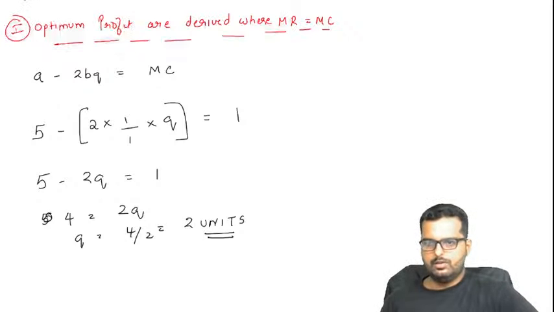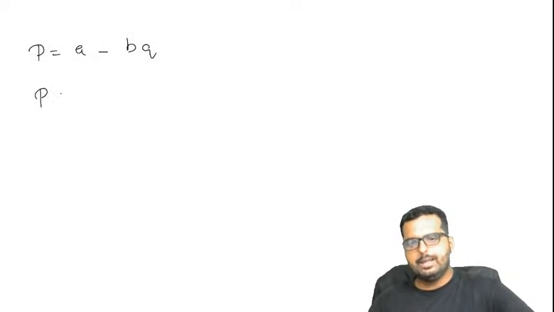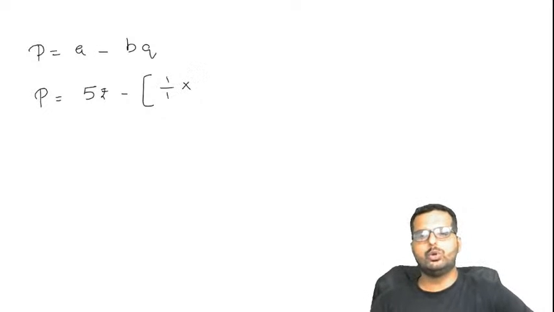Alright friends, I believe you are clear with this part. Now I go to the second equation. The second equation we learned is P is equal to A minus BQ. Am I right? P will be equal to A, which is 5 rupees, minus B, which is 1, into Q, which we found out over here.